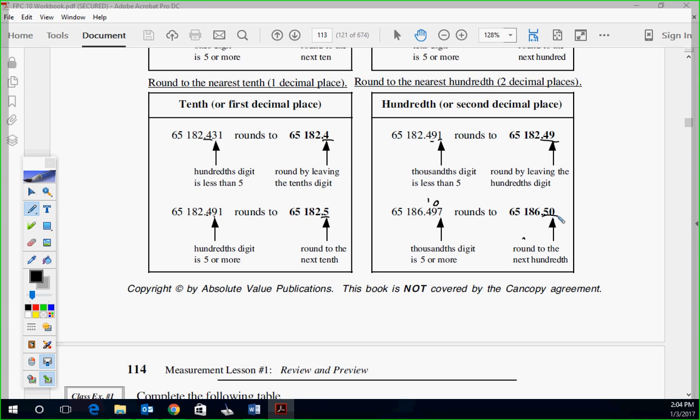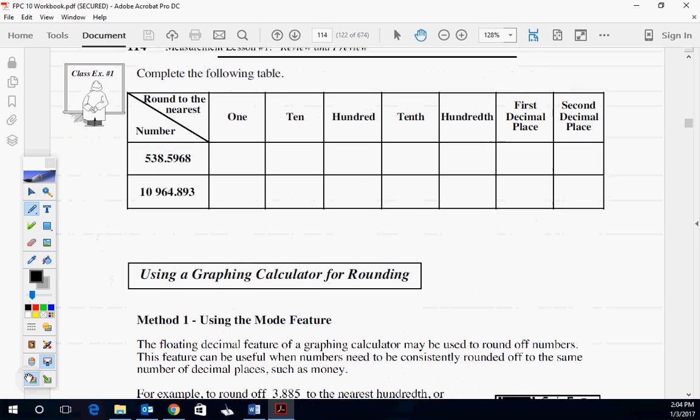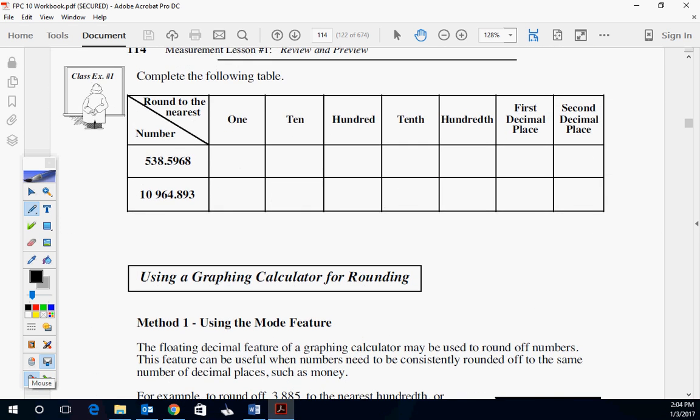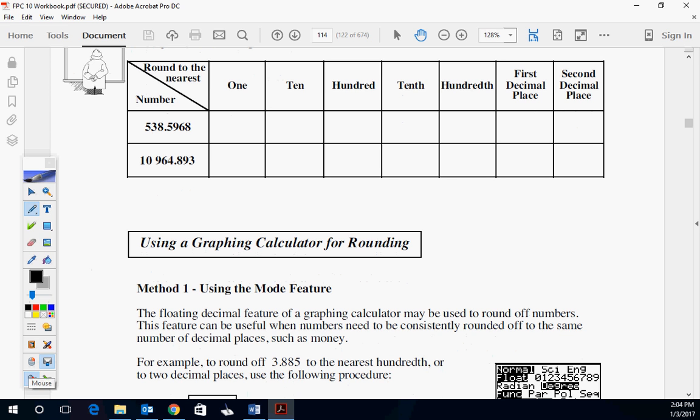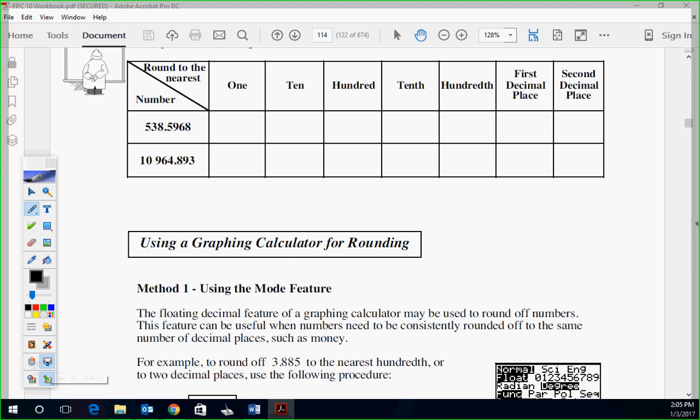All right, complete the following. I'll do this one. I'll let you guys do that one. We'll go around. I think we're to Hunter next. 538. So this one here would be 539 because after the 8 is a 5. For the tens, 538 would be 540.